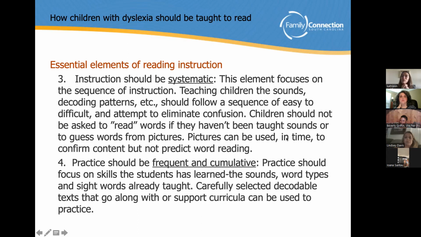Pictures can be used in time to confirm content, but not to predict word reading, okay? And this may seem counterintuitive, because when we're reading picture books to young children, we're always looking at pictures, we're saying, what is this, etc. But think about your child with dyslexia as somebody who is going to try to escape the pain of figuring out this word however possible.